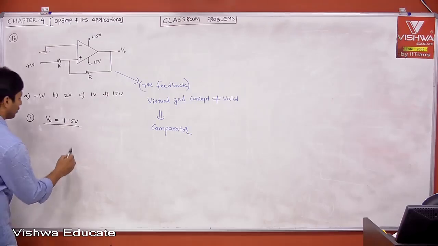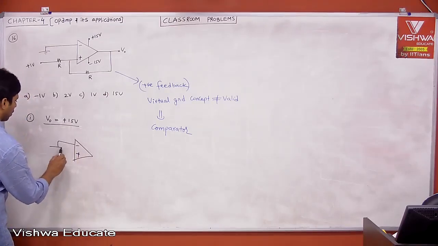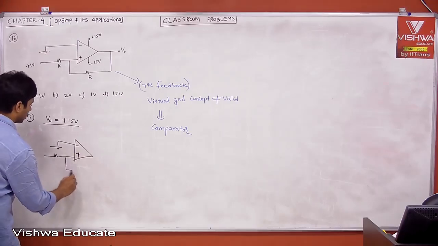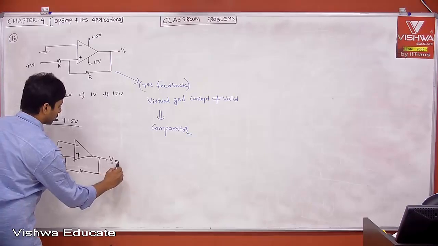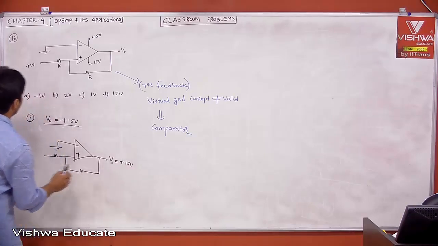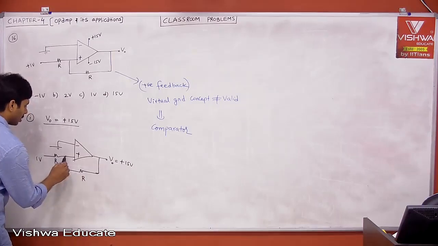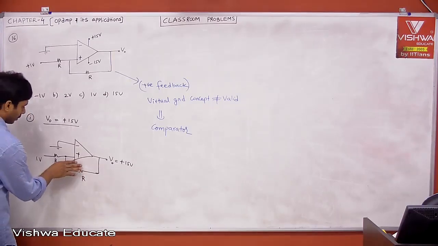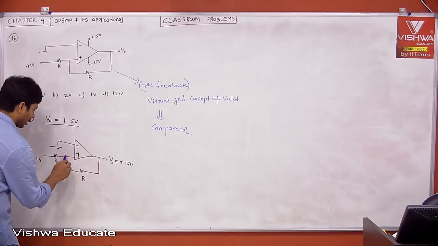When V0 is plus 15, tell me what is your circuit? Same circuit, but this is ground, with resistor, resistor. Now V0 is equal to plus 15. Let us say this is 1 volt and this is R. Now tell me what is this voltage? That is nothing but beta V0, the feedback quantity, or voltage at plus. Let me call this VF.